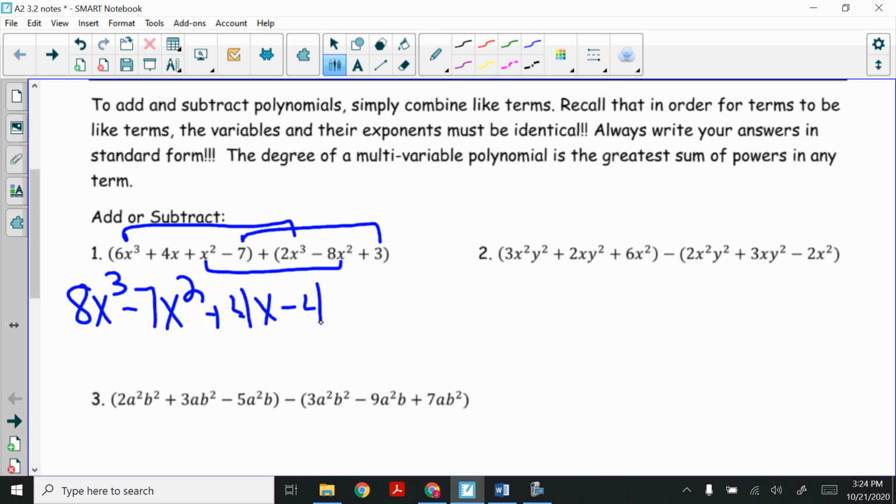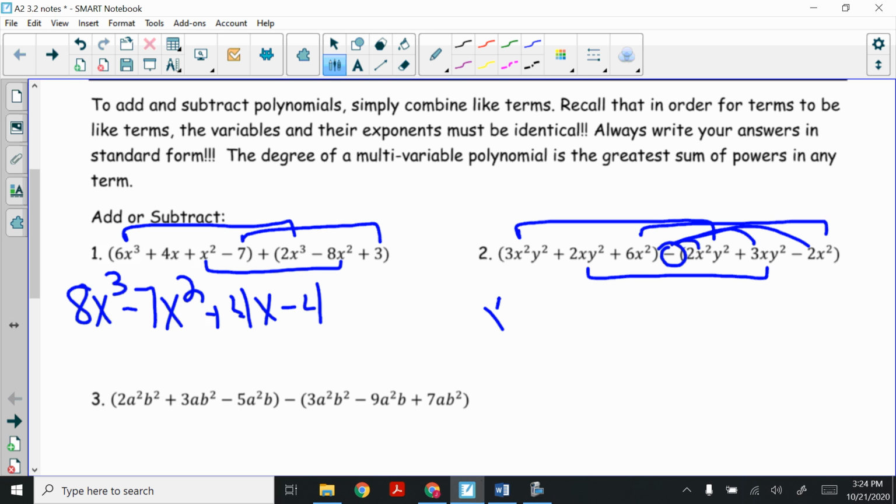Number 2, 3x squared y squared plus 2xy squared plus 6x squared, minus 2x squared y squared plus 3xy squared minus 2x squared. X squared y squareds go together, xy squareds go together, and x squareds go together. But here I just have to remember it's subtraction, so I need to distribute the negative to everything. So 3x squared y squared minus 2x squared y squared leaves me with a 1x squared y squared, or x squared y squared.